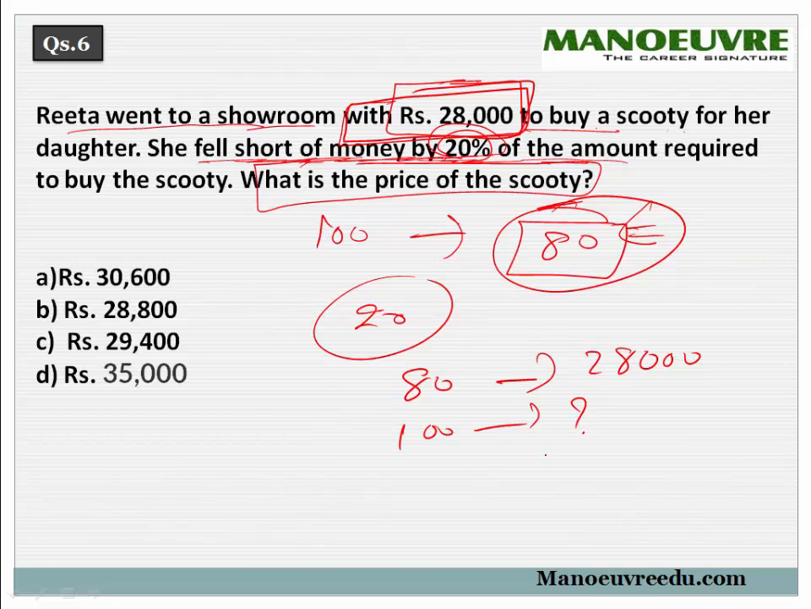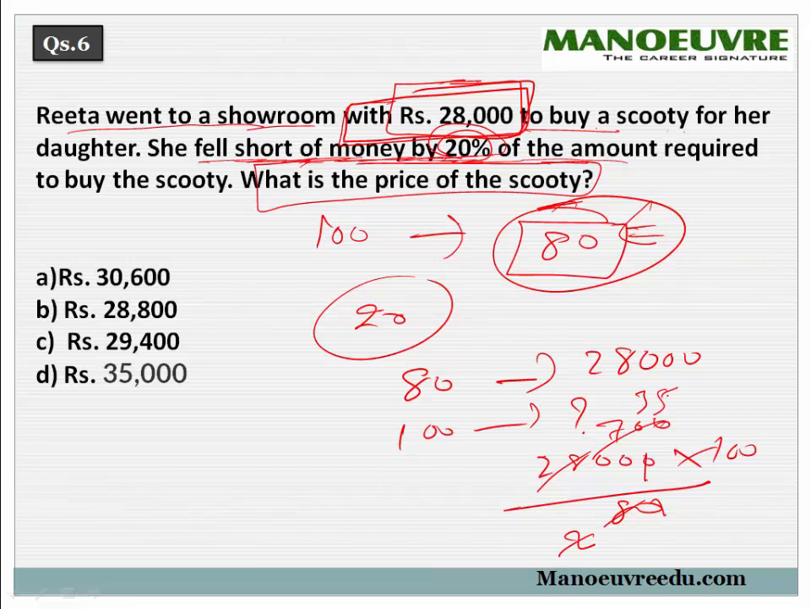Okay, this is 100 upon 80. So this gets cancelled. 4 7s are 28, 700, and 4 2s are 8, and this is nothing but 350, and this is nothing but 35,000, which is D, your answer.